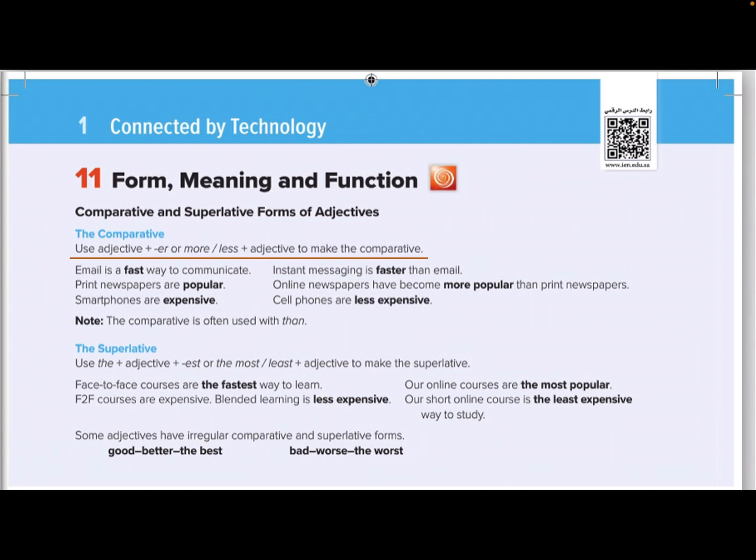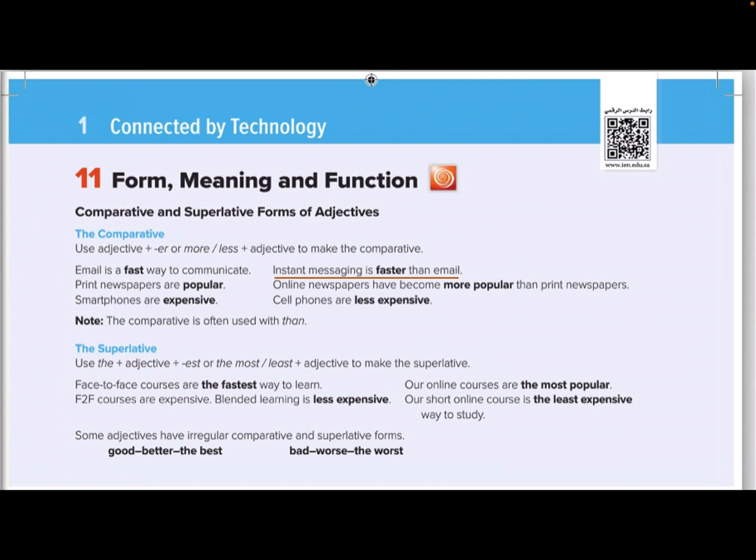نستخدم الصفة مضافا إليها er إذا كانت الصفة قصيرة أو more or less إذا كانت الصفة طويلة لعمل المقارنة. For example, email is the fast way to communicate. الإيميل هو من الطرق السريعة للتواصل. Instant messaging is faster than email. الرسائل الفورية هي أسرع من الإيميل.